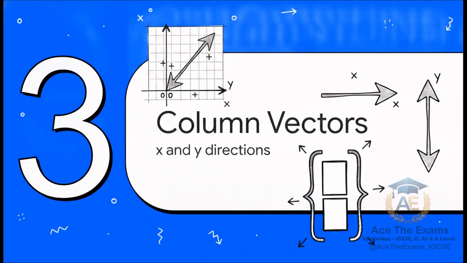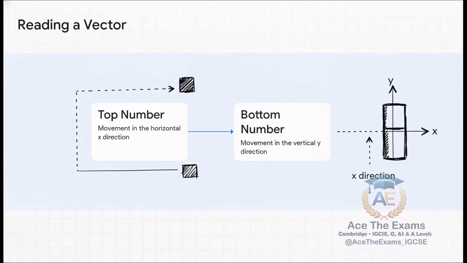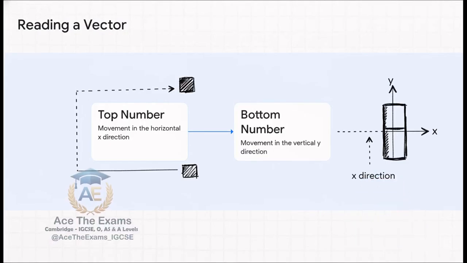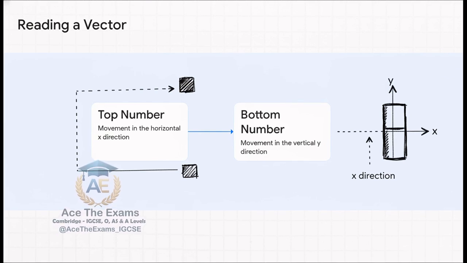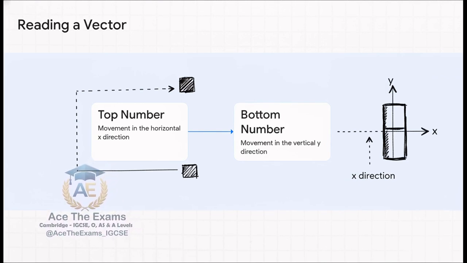Which brings us to Section 3, decoding column vectors, x and y directions. What's really cool here is how column vectors perfectly organize and describe these sliding movements on a grid. They give us the exact mathematical coordinates for our slide. So, a column vector basically looks like two numbers stacked on top of each other, wrapped inside brackets.